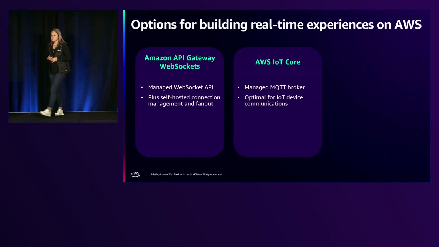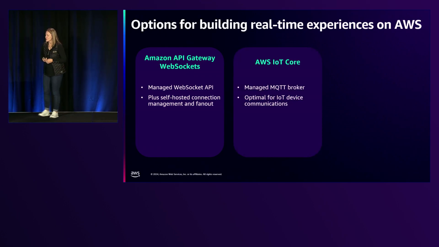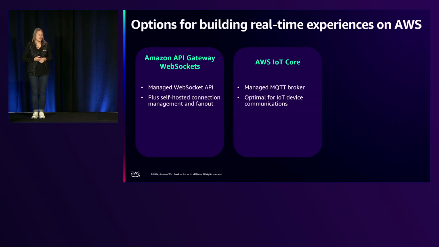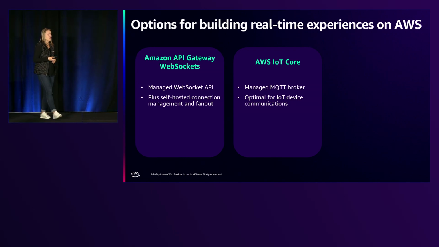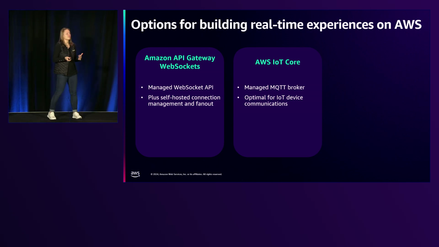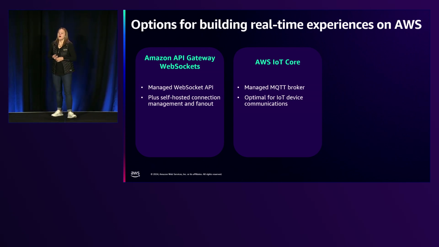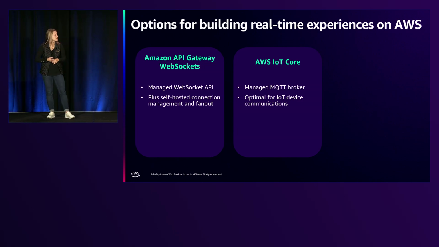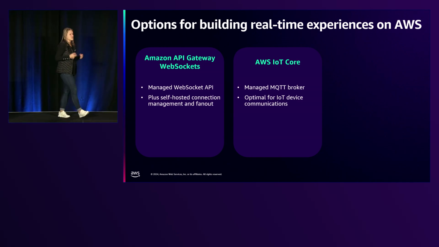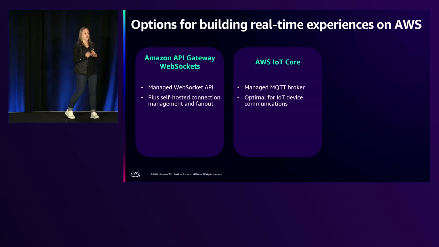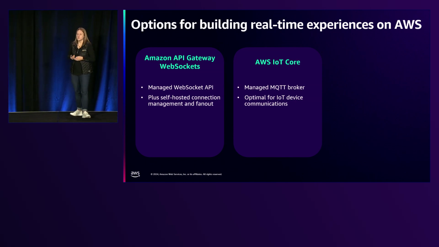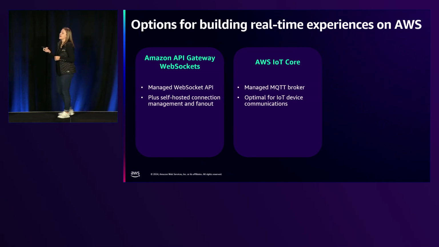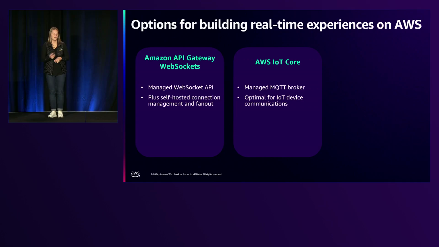We also see customers using AWS IoT Core. And if you're not familiar, AWS IoT Core actually uses the MQTT messaging protocol, and it provides a managed broker to enable that communication. IoT Core is really great for IoT device communication, and the reason for that is because MQTT is very lightweight, and it provides a lot of the security features like X509 certificates for enabling those experiences.